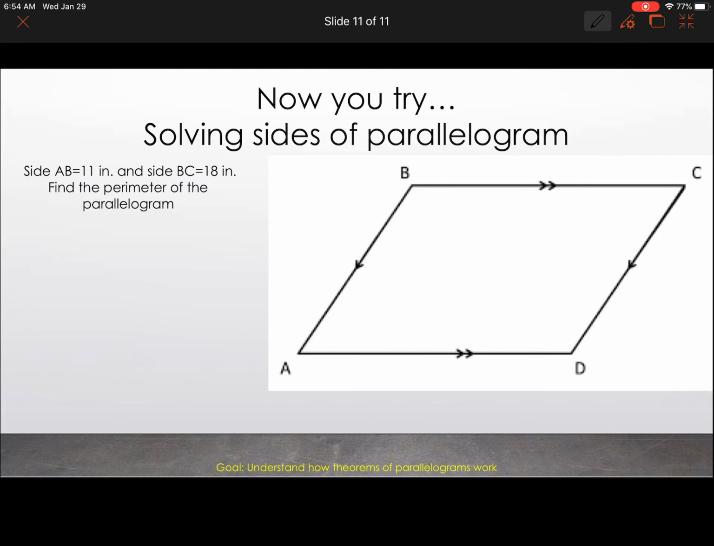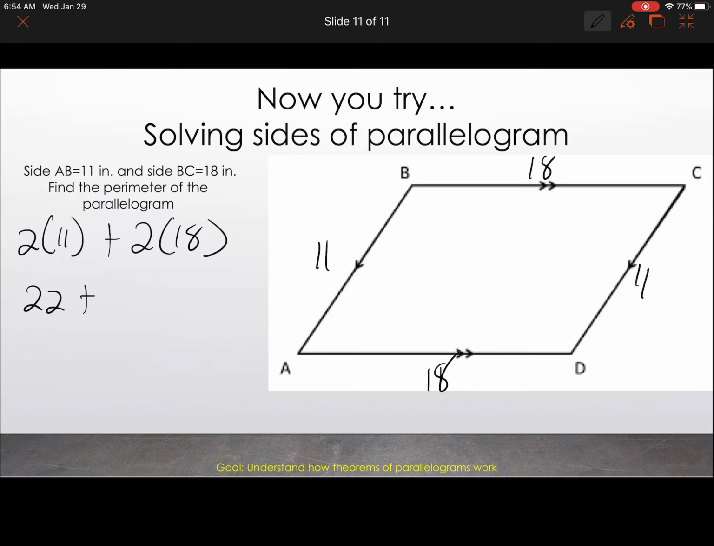Okay, side AB is 11. Side BC is 18. Find the perimeter of the parallelogram. This one's pretty easy too. We know that's 11 and that's 18. So I can say 2 times 11 plus 2 times 18. Perimeter is the distance around, if we remember that, okay? So I get 22 plus 36, which gives me 58.